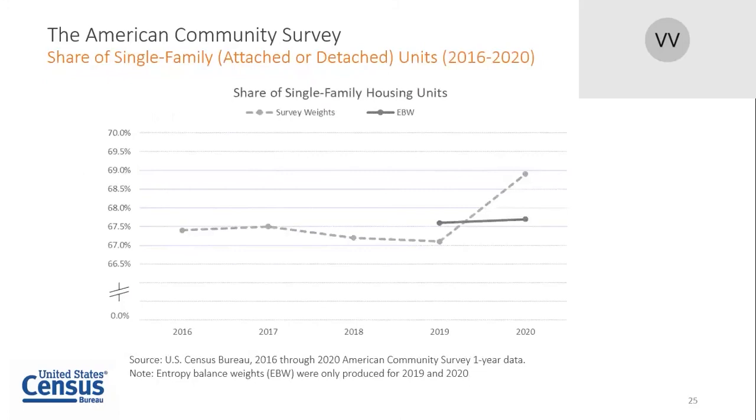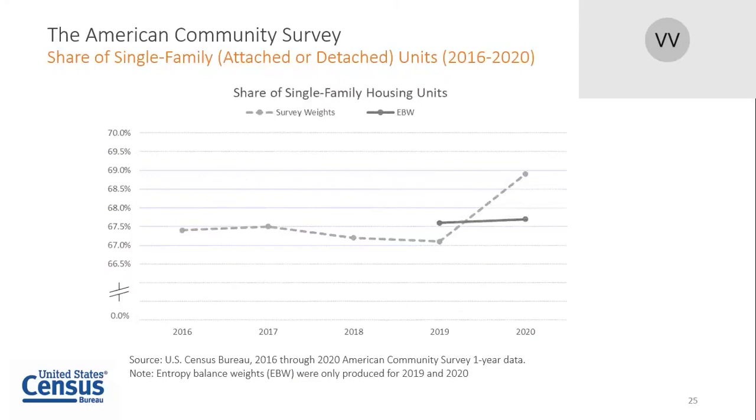All right, so this graph shows the percent of housing units that are single-family homes. This graph includes vacants. And what it shows here is the estimate you get from the prior production weighting method in the light gray dashed line. And then in the solid dark gray line, you get the estimate from the experimental weights using our entropy balance weights, EBW for short.